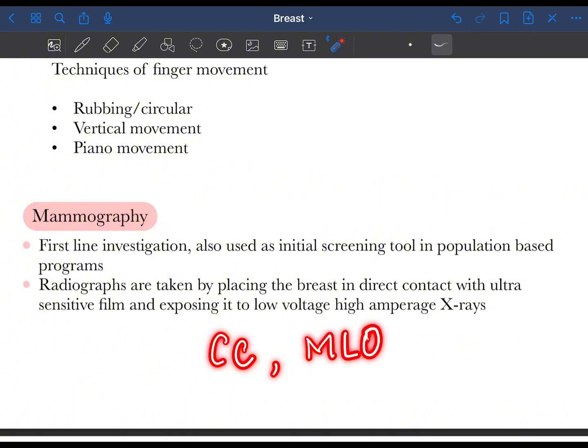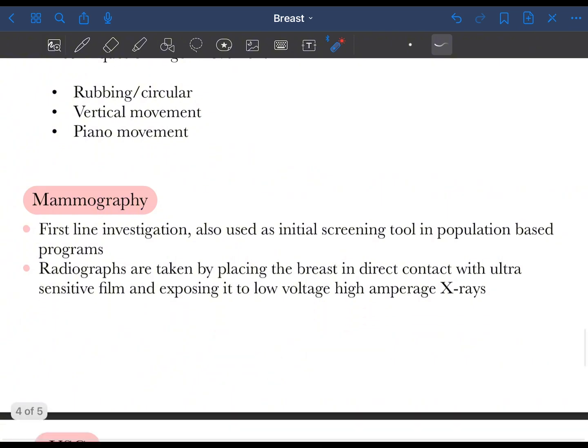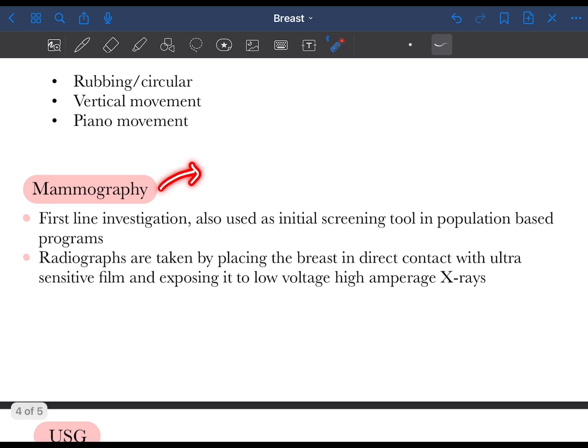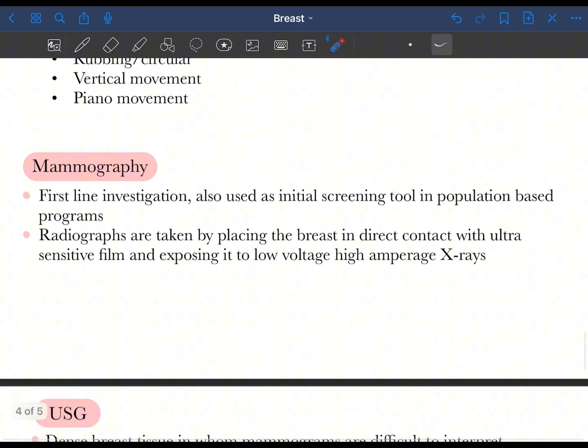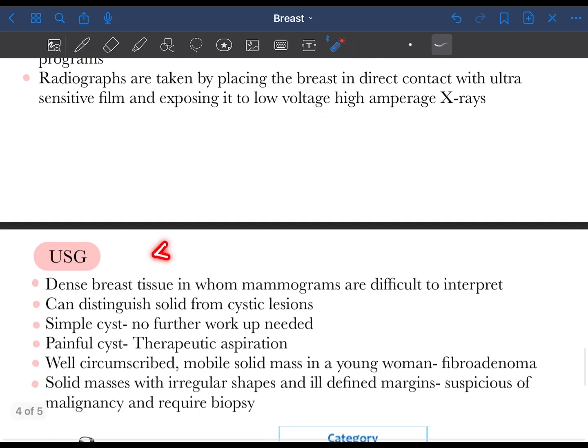These are the two standard projections used, and mammography is especially useful for women more than 40 years old with less dense breast tissue. Breasts with less dense tissue and more fat content are more sensitive to mammography, and the mammograms are easier to interpret in such patients. In patients less than 40 years old with dense breasts, mammograms are difficult to interpret, and ultrasound is more sensitive in those patients.